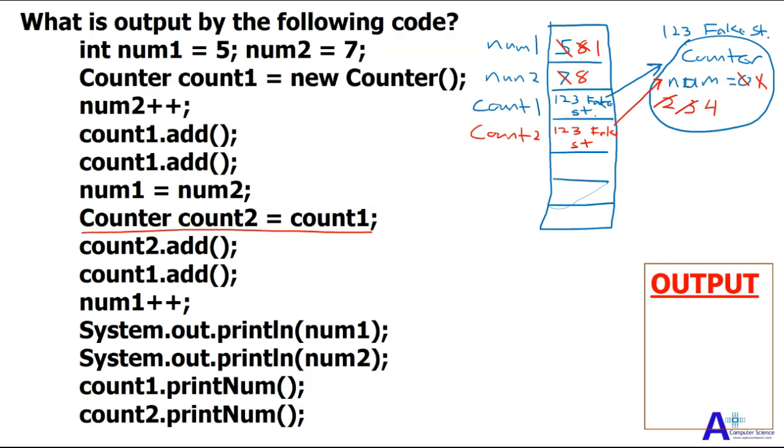Okay, when I start printing things off then, when I go system.out.println num1, we get the 9. Whoops, 9, which is what's stored at num1. When I print off num2, we get the 8, which is what's stored at num2. Again, these are different variables. However, when I go count1.printNum and count2.printNum, I get the same 4 because, again, these two references are referring to the same object.